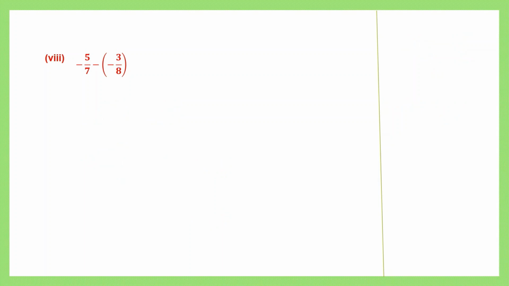Question 8. So here we have minus 5 by 7. Now we are going to remove the brackets of minus 3 by 8. So the sign before that is minus. That means this will change to plus 3 by 8. So this is plus 3 by 8. So let's find the LCM of 7 and 8.